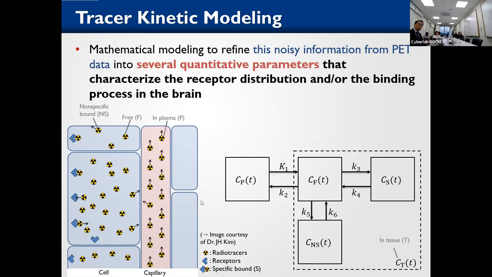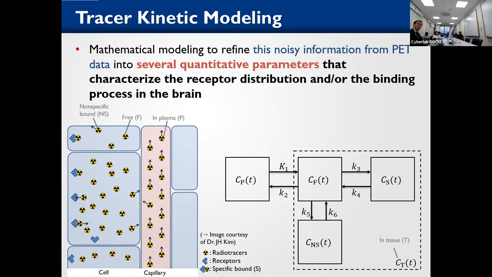Then we can imagine there will be some kind of exchange process between tissue and blood and receptor, between the free state and non-specific binding, and between non-specific binding and free tracers. So we constructed some kind of conceptual model. This model is a compartment model, and compartment means the group of tracers having the same status.